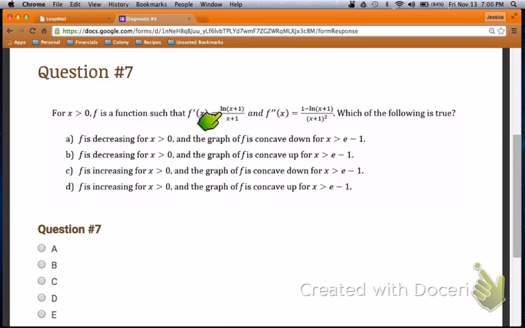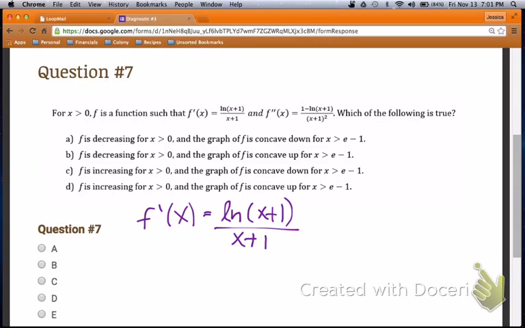Looking at this function, ln of x plus 1 over x plus 1, there's two ways to find critical points. The first way to find a critical point is to find out what makes the function equal 0. And because this is a fraction, the function will equal 0 wherever the numerator equals 0. And the second way to find a critical point is to figure out wherever a function is undefined. And remember that a function is undefined wherever the denominator equals 0.